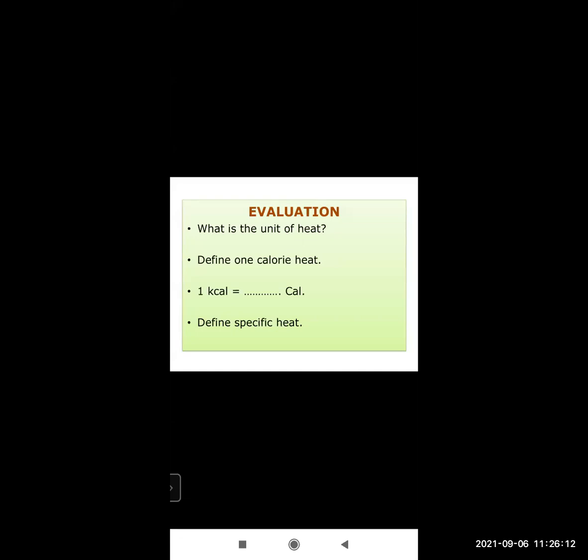So the second question is, define 1 calorie heat. Those who know, you can tell the definition. Wait. First we'll complete the second one, dear. Then you can tell the third one. Define 1 calorie heat. You can try it. You have to tell the definition. Anyone is there? Those who know the answer for the second question, define 1 calorie heat.